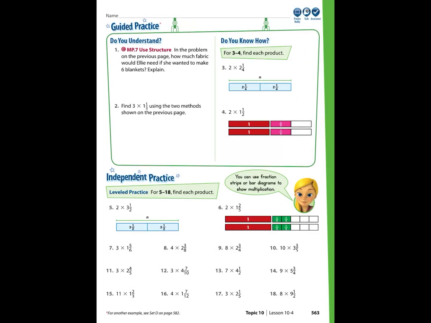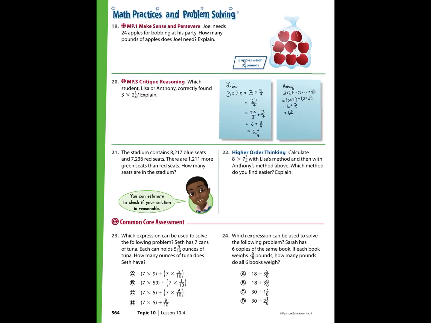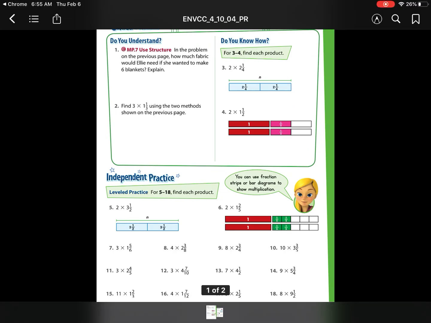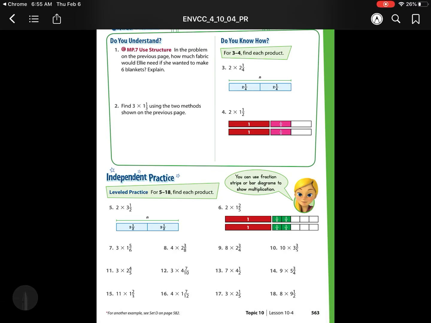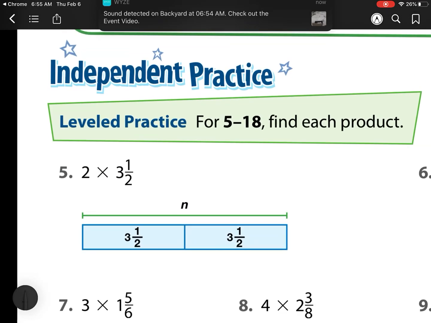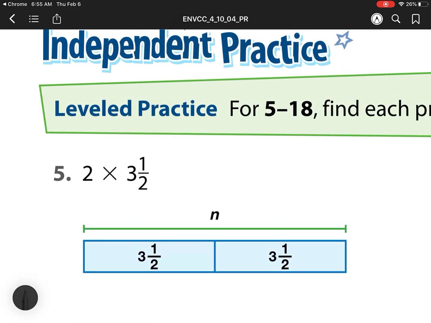So we're on lesson 10-4, which is again working with mixed numbers and multiplication. Just like always, we've done these first ones, our guided practice in class, so we're going to focus on our independent practice. Here we are finding a mixed number times a whole number.